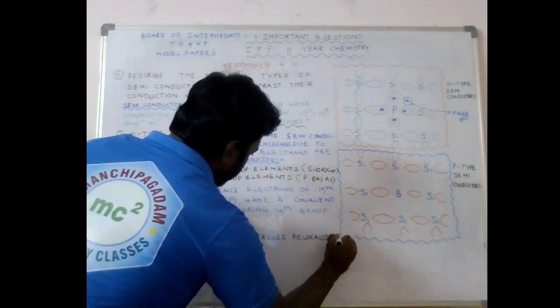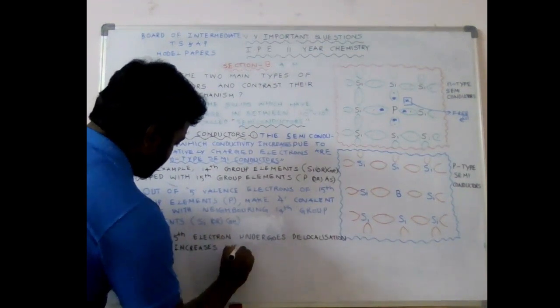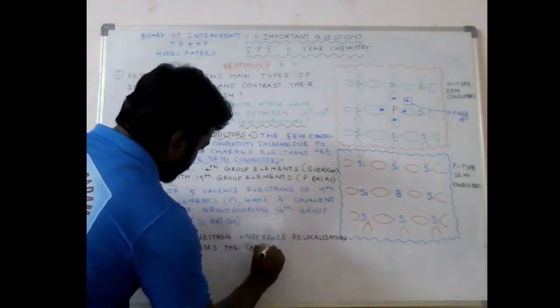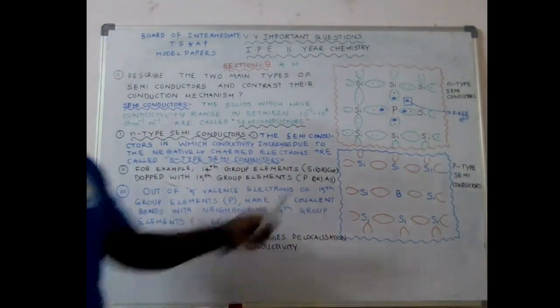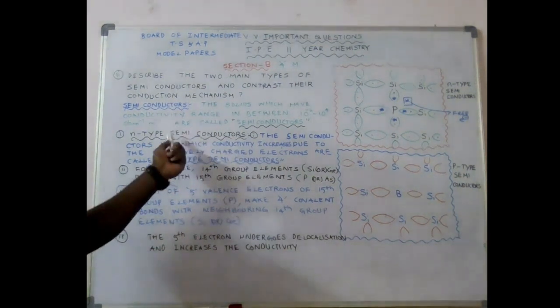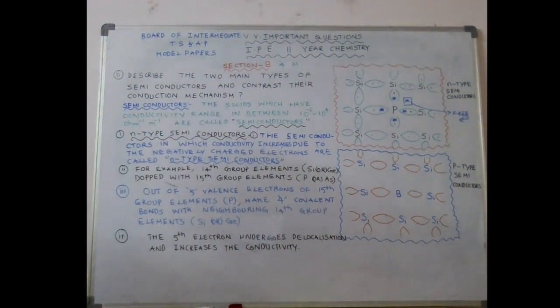Delocalization means that it will move in the total structure and increases the conductivity. Very simple, right? Increases the conductivity. Then you have to draw this N-type semiconductors. Semiconductors means solids which have conductivity range in between 10 power minus 6 to 10 power 4. N-type means negatively charged semiconductors in which conductivity increases due to the negatively charged electrons are called N-type semiconductors.